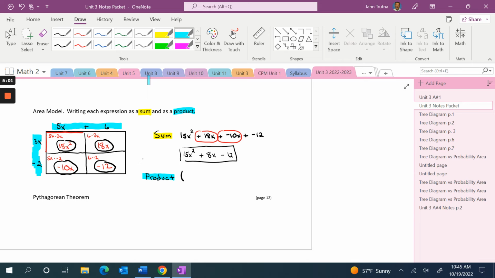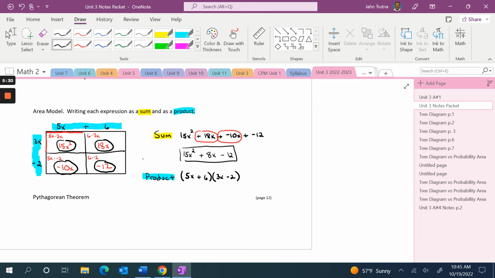And what you're going to do is express that as being multiplied together. So you're going to start a parentheses, and inside the parentheses, you're going to write one of the expressions. I'm going to write the 5x plus 6, and then you're going to close out that parentheses. And then the word product means you're multiplying, so you're just going to start another parentheses right next to that one, and then you're going to write the 3x minus 2 inside that second parentheses.